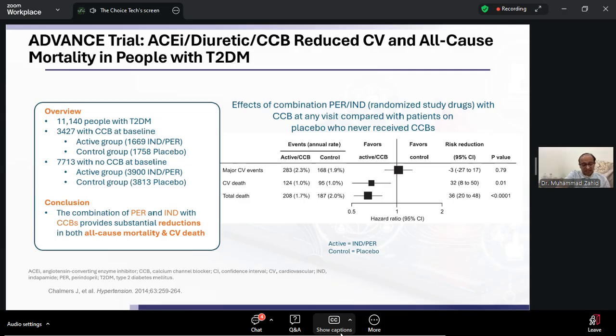In the same trial, they added calcium channel blockers, and the addition of a calcium channel blocker to perindopril and indapamide resulted in a further 28% reduction in death. So there was a 28% relative reduction with the perindopril, indapamide, amlodipine combination.